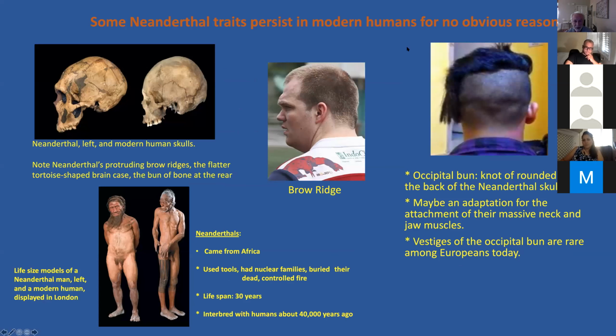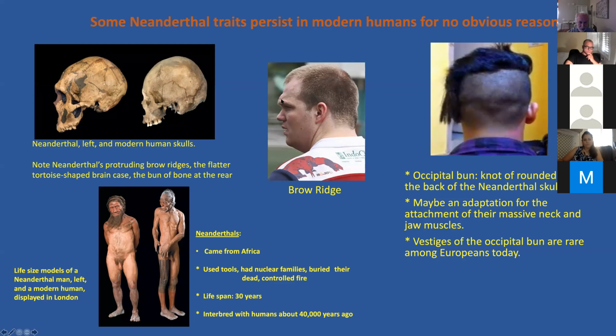Now, some Neanderthal traits persist in humans for no obvious reason. So you see here on the upper left, a Neanderthal skull and a modern skull. The distinguishing features here: the Neanderthal skull has this heavy brow ridge and also has this protrusion at the back of the skull called an occipital bun. The human skull doesn't have either of those. And yet you can see those phenotypes in populations today.